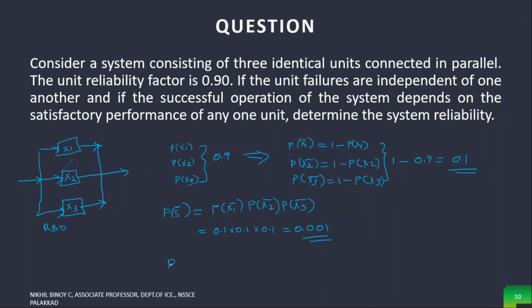So what about the probability of survival, P of S? This is the system reliability, R is equal to P of S. That is equal to 1 minus P of S bar equal to 1 minus 0.001 equal to 0.999. So this is the system reliability. Is it okay? Any doubt?